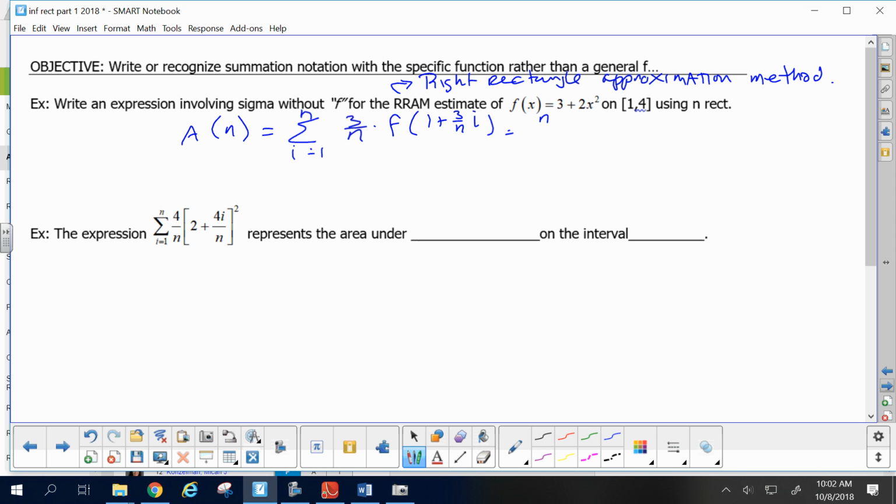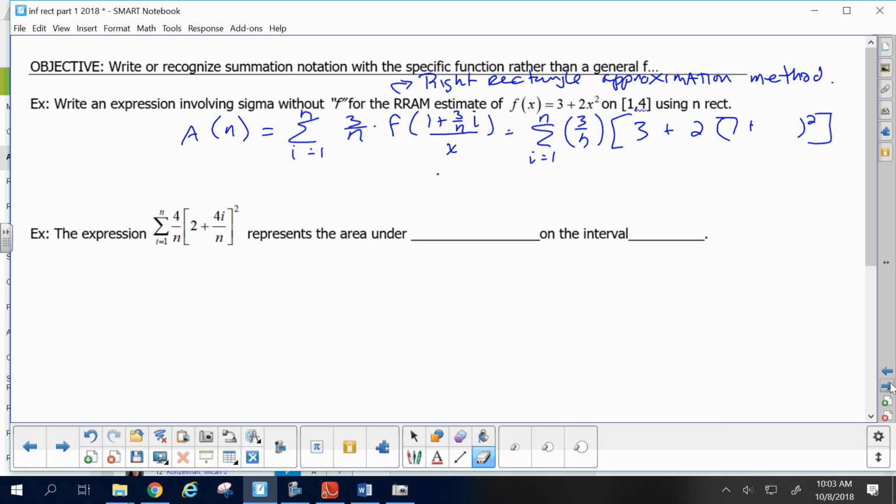All right, now what I'm talking about in this problem then is rewrite it now with the specific function. So call this something more like 3 over n is fine, but instead of f at, I'm going to say this function is 3 plus 2 blank squared. And what's the x? Well, this is the x for each function. And so that is what goes there.